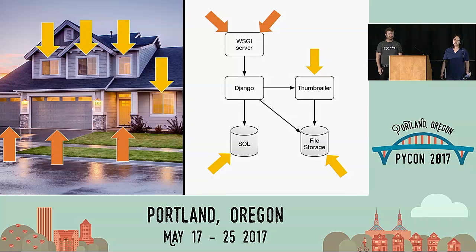So for our house, windows provide light and ventilation. But if they're improperly configured, someone could also climb through the window and use it to enter our house. For our Django application, we expect that the SQL server is only accessed by the Django application. However, if the SQL server itself is incorrectly configured, or we have some vulnerability in our Django application, then someone might be able to access the SQL server directly, completely bypassing the Django application. Similarly with the file storage and thumbnailer service.